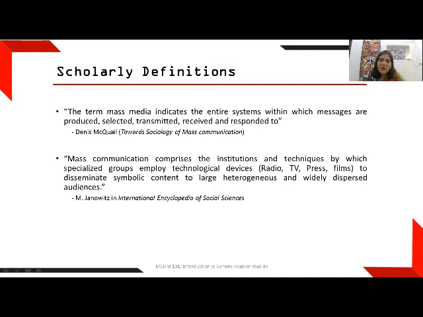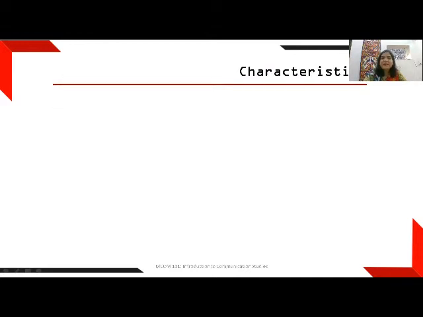So the content is symbolic, and the end receivers or the audience are very large and heterogeneous, widely spread, because it's mass communication. Here it is not a group of 50 or 100 people. Whatever you see on media, you don't even know who all will watch it, even if the message was not delivered for them, but still since it's media, they would be able to watch. Now let's look at a few characteristics of mass communication.